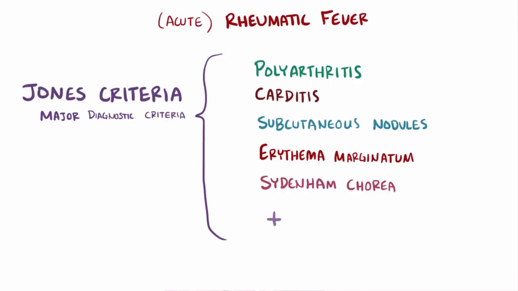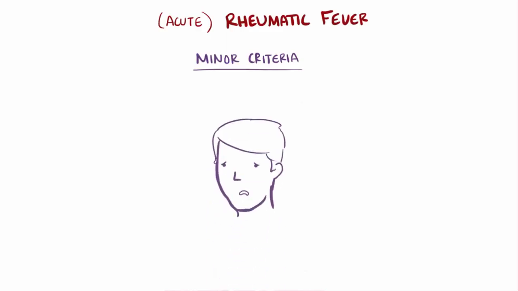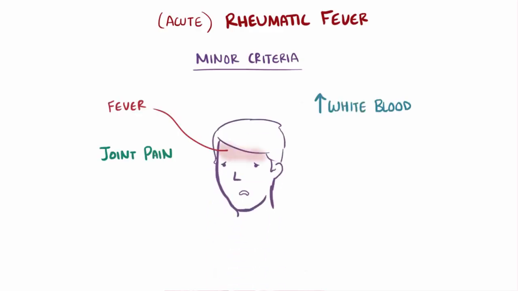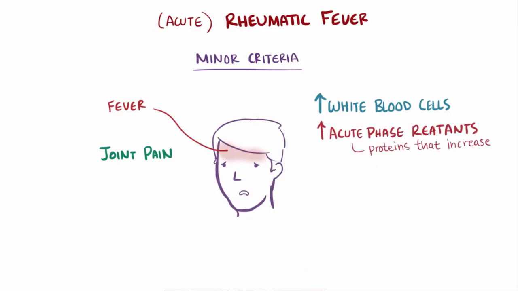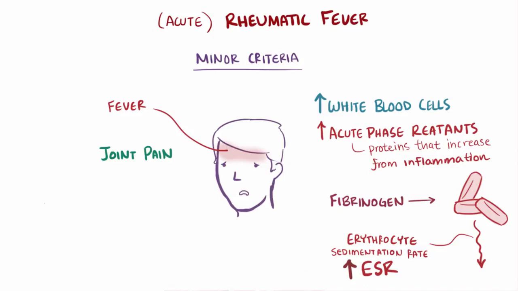The Jones criteria also includes having a blood test that shows evidence of previous streptococcal infection, since these symptoms usually don't show up for 2 to 3 weeks after streptococcal infection. Finally, there are also some minor criteria that can help make a diagnosis, things like fever, joint pain, having more white blood cells in the blood than usual, elevated acute phase reactants, which are proteins that increase in the blood in response to inflammation. During inflammation, fibrinogen causes red blood cells to stick together. These clumped up red blood cells fall to the bottom of the test tube faster, called the erythrocyte sedimentation rate, or ESR. So someone might have an increased ESR.